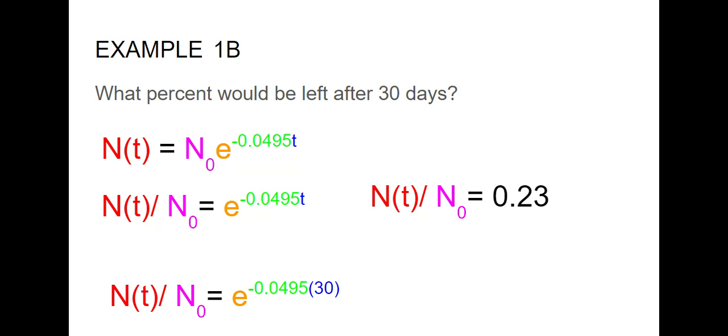Now, is our answer reasonable? Yes, we said it would be between 12.5 and 25%, and much closer to 25 than the 12.5. So definitely a reasonable answer.